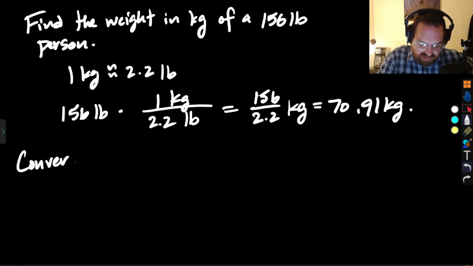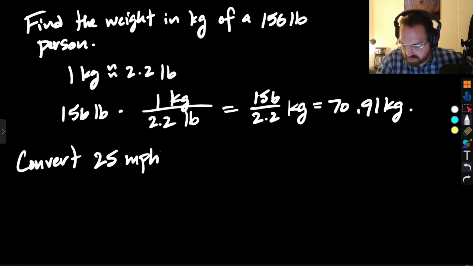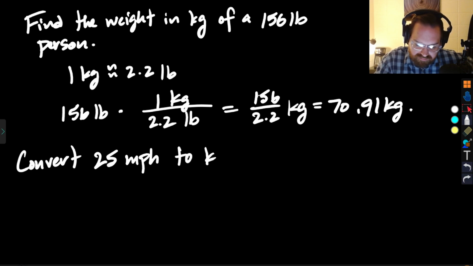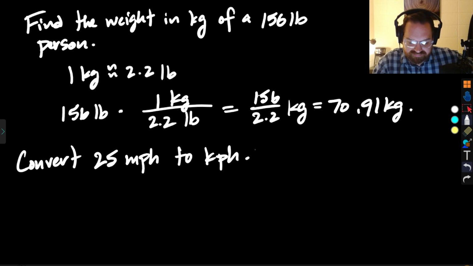Convert 25 miles per hour, ooh, this is to kilometers per hour, kph. Okay. So the trick on this one is you're really doing a conversion between miles and kilometers.